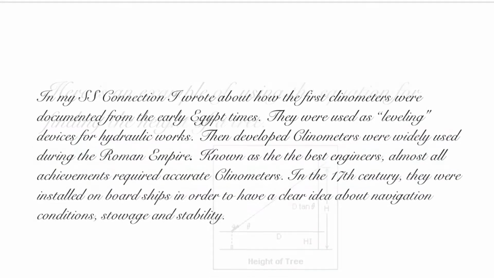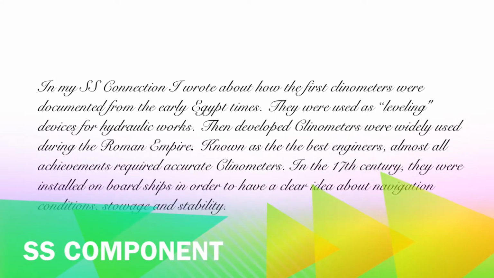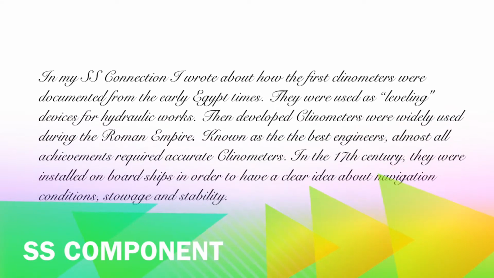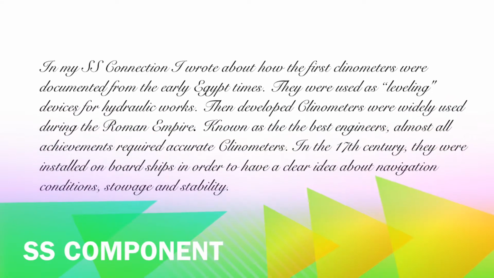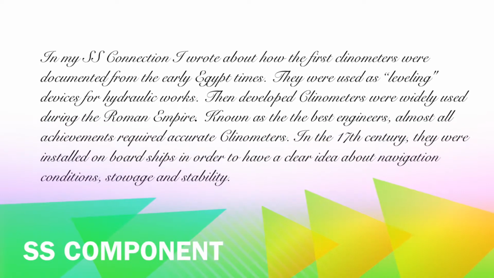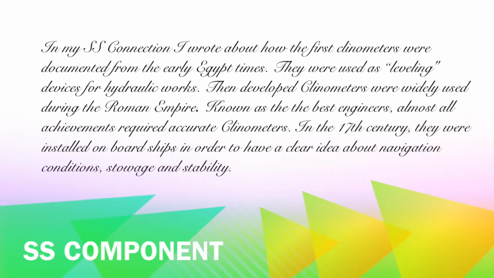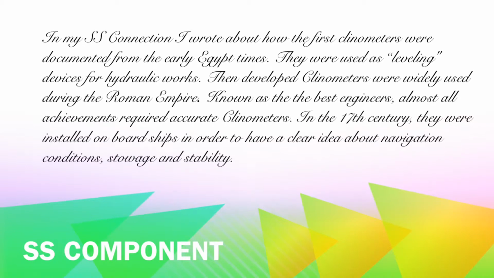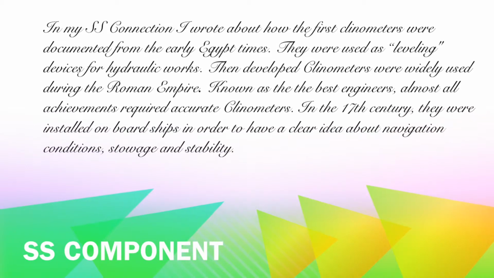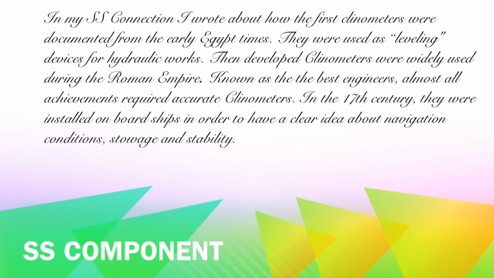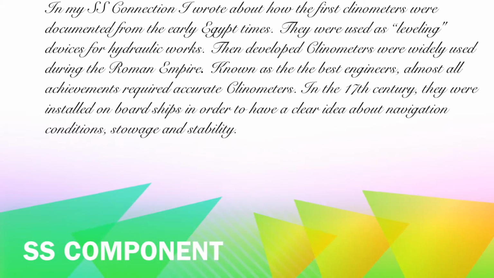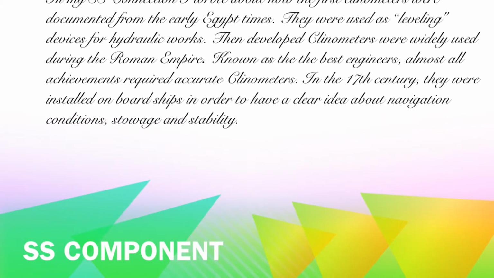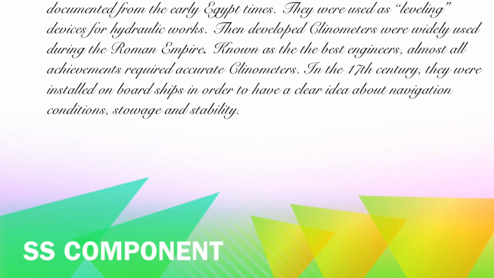In my social studies connection, I wrote about how the first clinometers were documented from early Egypt times. They were used as leveling devices for hydraulic works. Then, developed clinometers were widely used during the Roman Empire. Known as the best engineers, almost all their achievements required accurate clinometers. In the 17th century, they were installed on board ships in order to have a clear idea about navigation conditions, stowage, and stability.